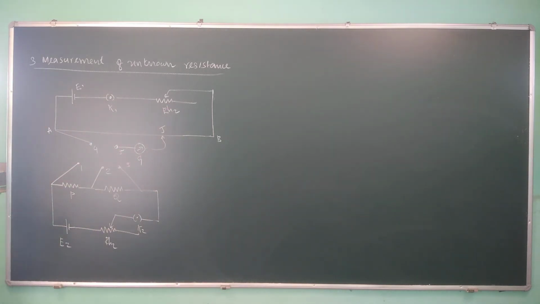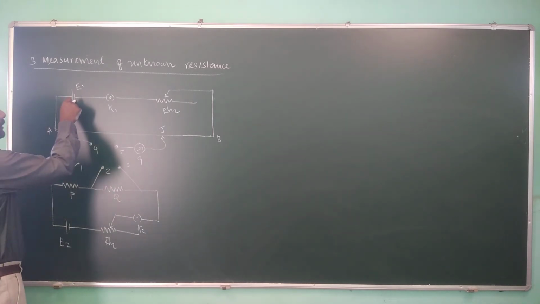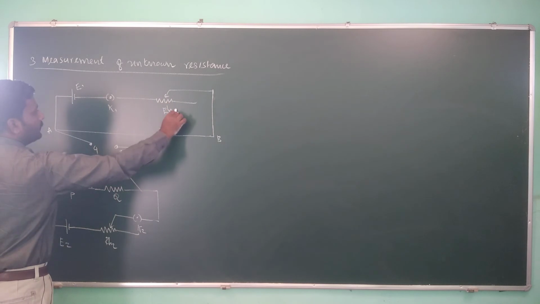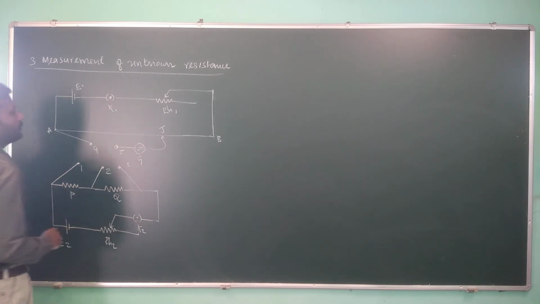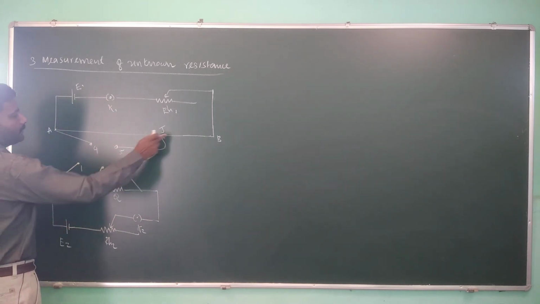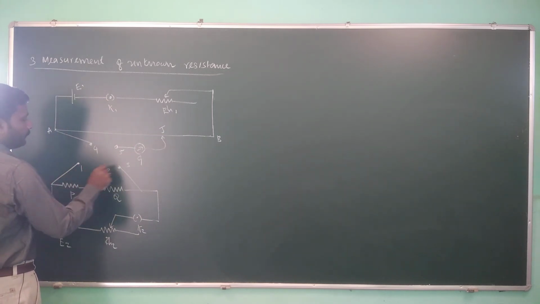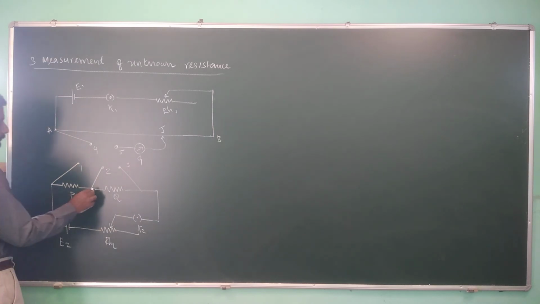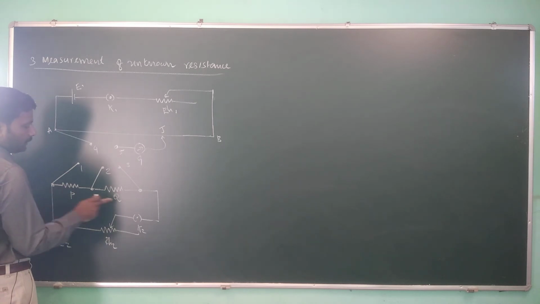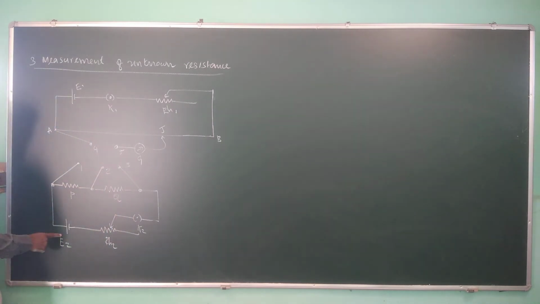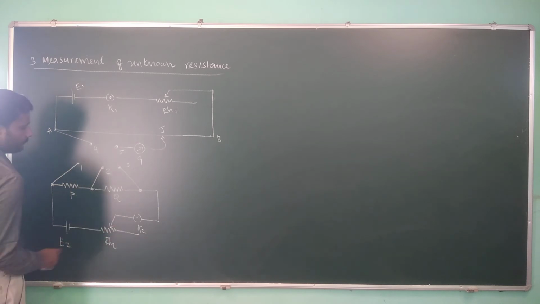So this is the experimental setup to calculate the value of the given unknown resistance. See here there is a battery E1, key, rheostat 1. This is the potentiometer of length AB, which is 10 meter, a galvanometer, jockey. There are 5 connecting points. Here resistance P, resistance Q, second battery, rheostat, key.